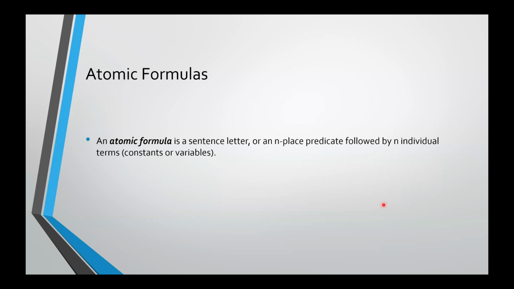So first of all, we define the atomic formulas. Atomic formulas are going to be the base case in our recursive definition. An atomic formula is a sentence letter. Remember the PL contains sentence letters. It's a sentence letter or it's an n-place predicate that's followed by n individual terms. And the individual terms here can be constants or they can be variables. So either of those can be found in an atomic formula. And just as a note here, atomic formulas never go in parentheses, right? So none of these are properly written atomic formulas.